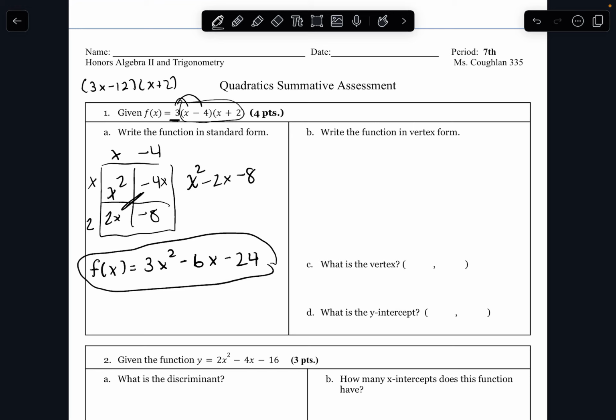Be careful. One of the biggest mistakes that I saw was people distributing the 3, but they were distributing it to everything. That's not how it works. You would only distribute it to the first binomial.